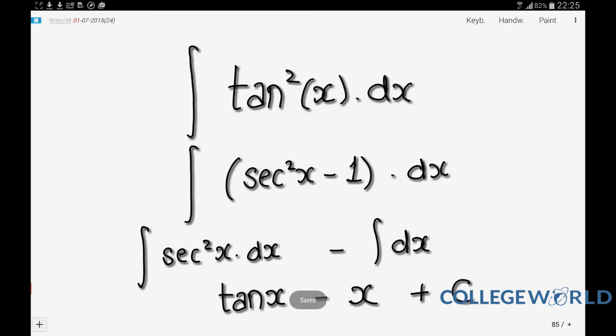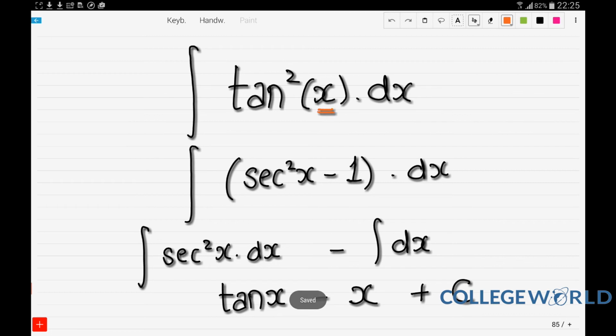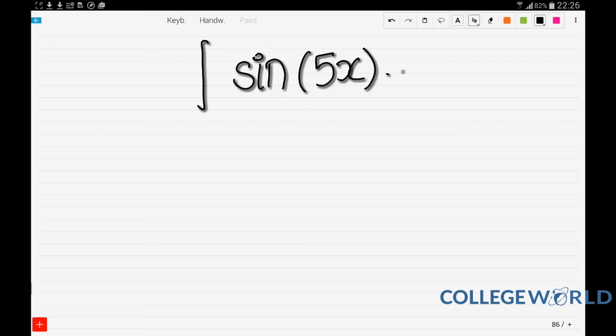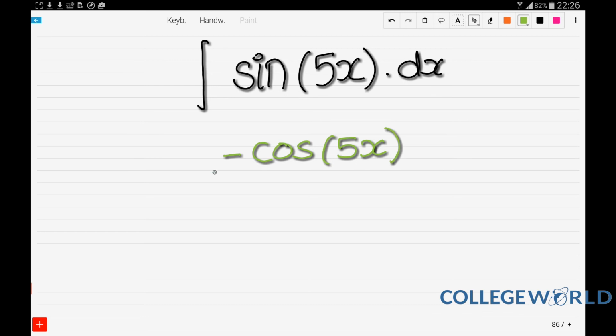Now I need you also to take into consideration the example where the subject is not just x. For instance, if I told you to integrate for me sine of 5x dx, you're going to simply integrate sine, as we said from our table. We know that sine will give us negative cosine, because negative cosine will be differentiated into sine. And we keep the subject as is. But we don't stop here. We have to divide by the differentiation of the subject, just like we did with the exponential function. And then we add our c.